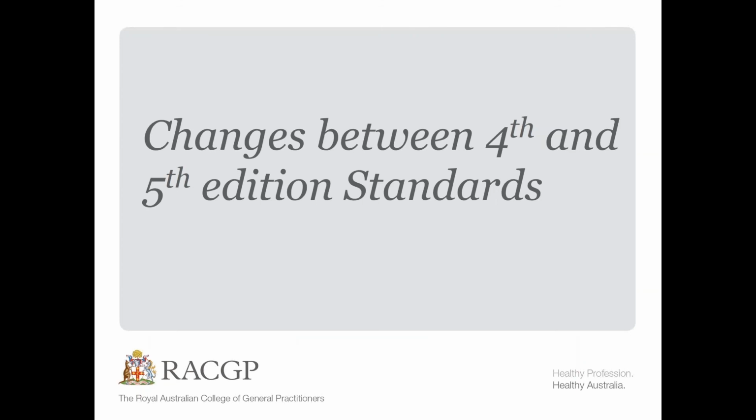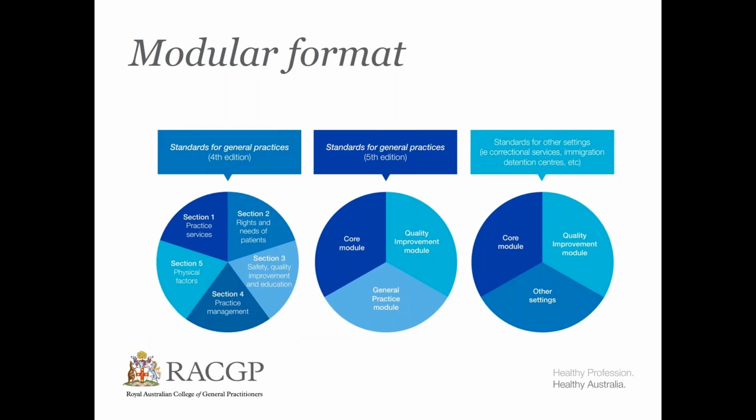So there's a number of changes between the 4th and 5th edition standards, which I will now take you through. One of the changes is that the standards have been restructured from 5 sections in the 4th edition into 3 modules in the 5th edition, and you can see that in the first 2 diagrams there. The 3 modules cover the same content that was in the 4th edition standards, but it's just been reordered. So the 5th edition standards consist of the 3 modules: the core module, quality improvement module, and general practice module.